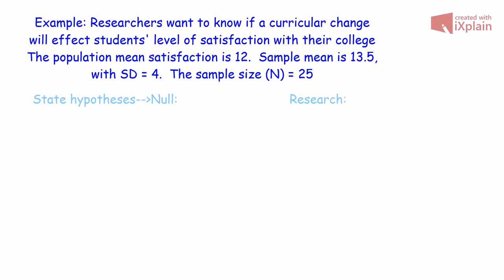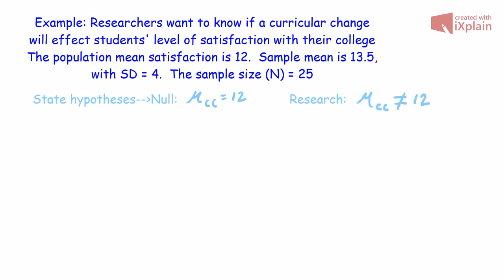In this case, the null hypothesis can be written as the mean of the entire population, were we to put them all through the curricular change, would be equal to 12. That's the null. We're saying that the treatment isn't going to change people's satisfaction at all. So the mean after the treatment, if we were to treat the entire population, would still be 12. That's what the null is saying.